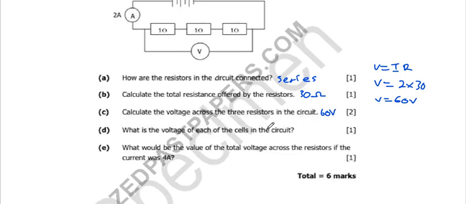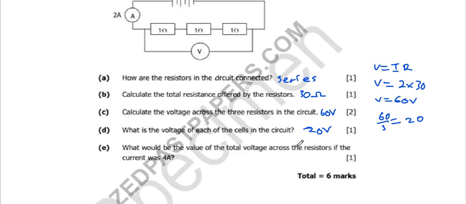What is the voltage of each of the cells in the circuit? So how many cells do we have? 1, 2, 3. How do we count the cells? Tall and short, or rather small and big, small and big, small and big. So we have 1, 2, 3. So we have 3 cells, and we have in total 60 volts. So 60 divided by 3 gives us 20. So each cell has 20 volts.